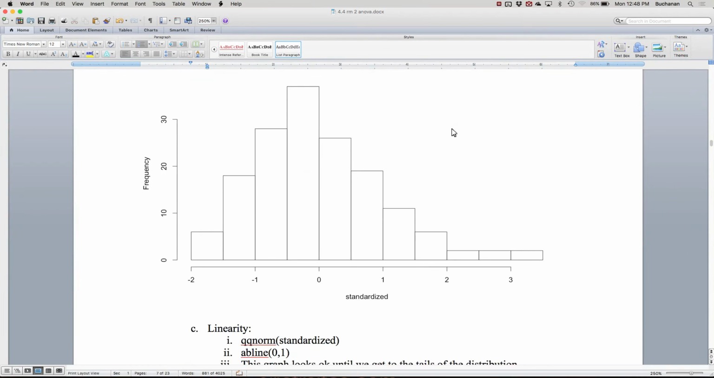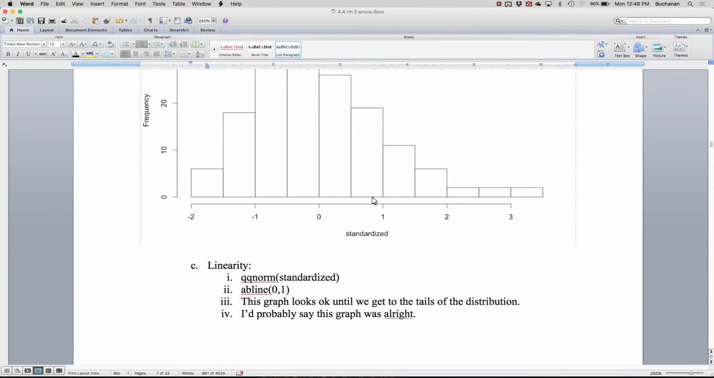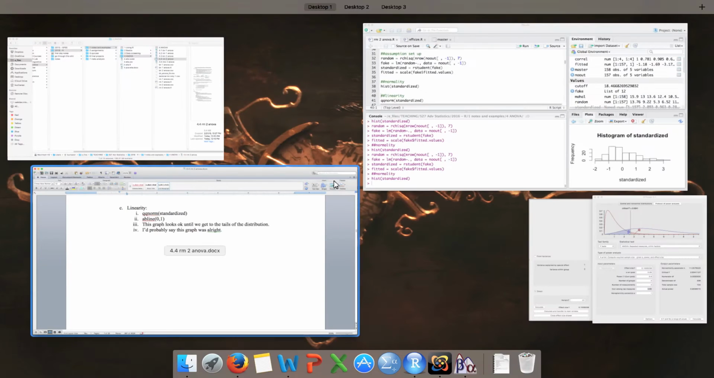So this is the one I had here. This one's really pretty. This is actually not made up data, believe it or not. So I don't know why it's that pretty. Bless you.